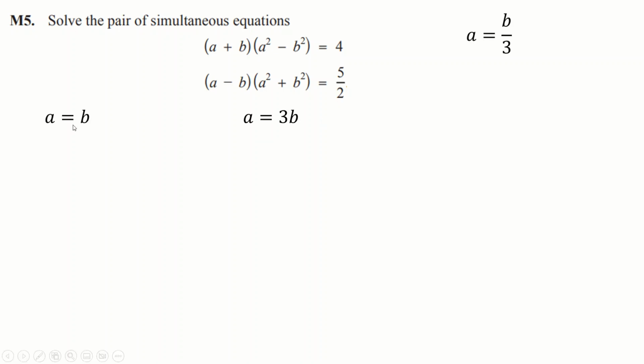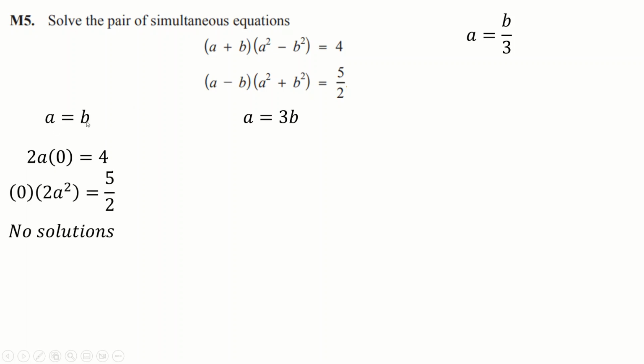This one goes away quite quickly, because as soon as you do this, you notice that the first one becomes 0, and of course, something times 0 can't be 4. Likewise for the second one, so there are no solutions here. So it was good that we checked this, and you should always make a habit of doing that. In this case, it didn't actually matter.